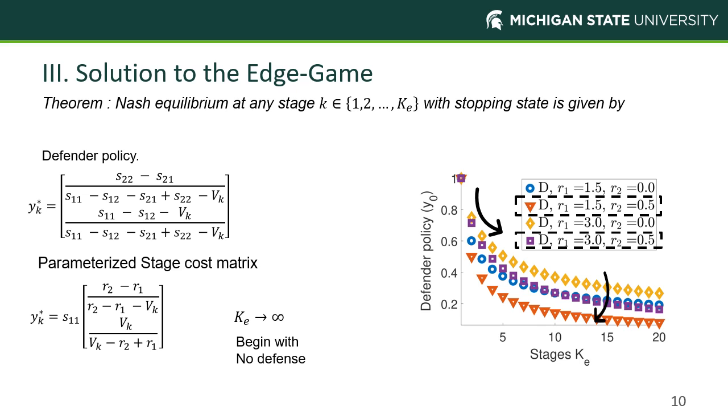An interesting fact to note is that with increasing stages KE, the defender starts with no defense for all possible configurations of R1 and R2. The attack policy looks very similar to the defender policy, with a similar observation to start off with no attack with large KE. The main takeaway from the policy we see is that both the defender and attacker become increasingly active in the later stages of the edge game.